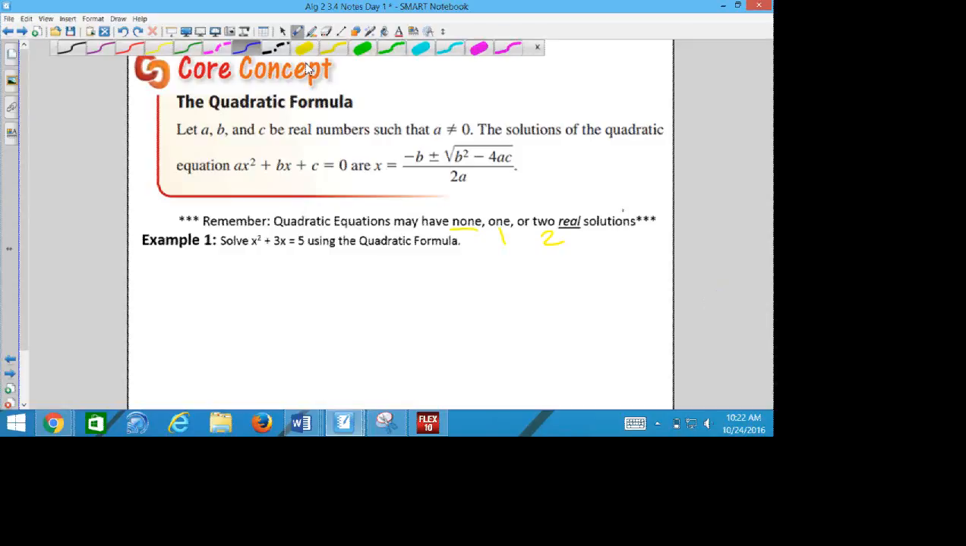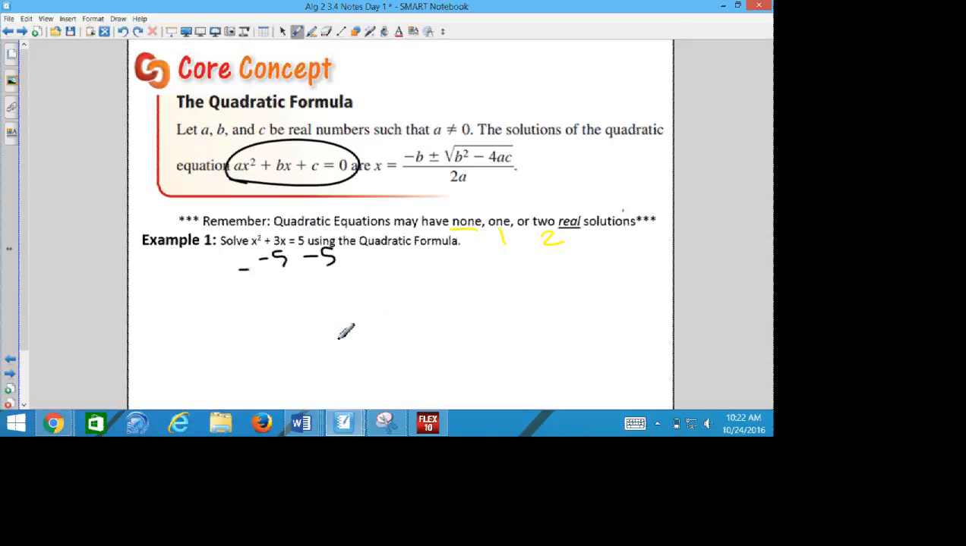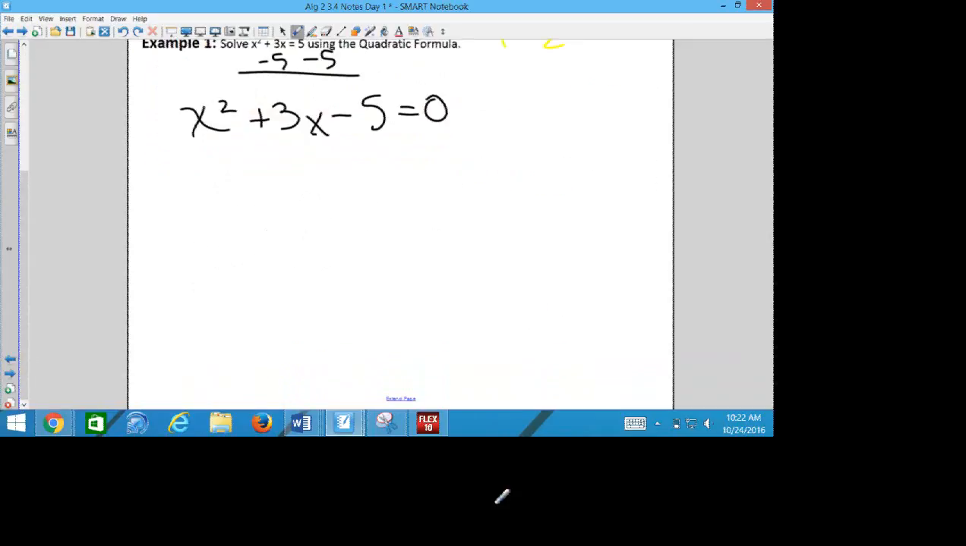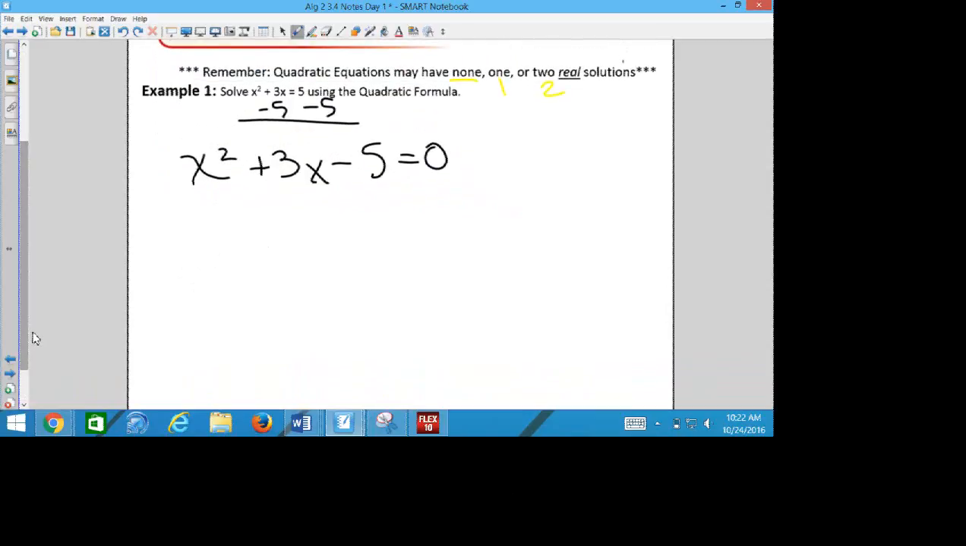When we do the quadratic formula, your equation has to be in this order, or you can't do the quadratic formula. It will not work. It will be wrong. So I'm going to look at my equation, x squared plus 3x equals 5. Is that in this order? No. How do we make it? Subtract 5 from both sides. So now we have x squared plus 3x minus 5 equals 0. Is that in the correct order? Yes.